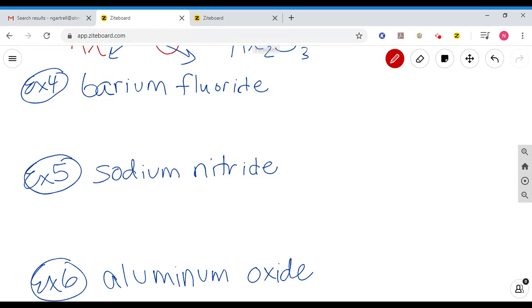All right, so we learned that shortcut called crisscross, and it's what to do when the exponents or your charges don't equal each other. If you haven't attempted these, copy them down. All right, so here we go.